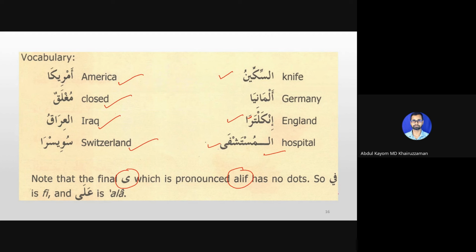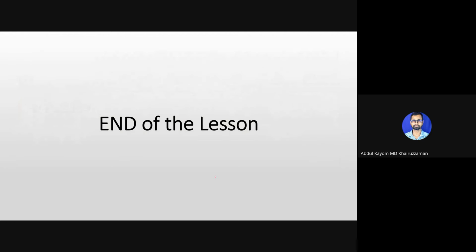For example, this word has a yeh with dots at the end, so we read fee. Then this word looks like it ends with yeh, but we don't have any dots. We read ala. We don't read alai or ali. So this is ala, but this is fee. You will find that there is no dot, so that has to be read like alif. So we have completed lesson 8.